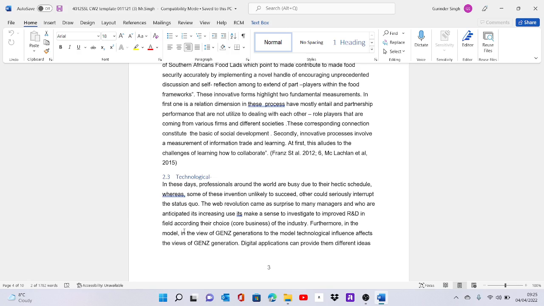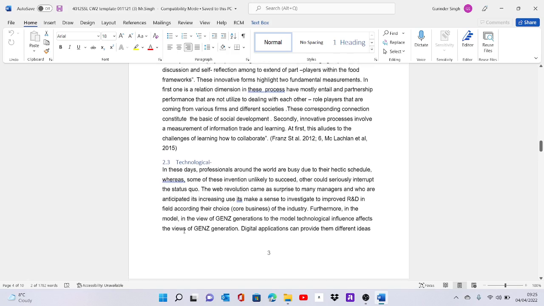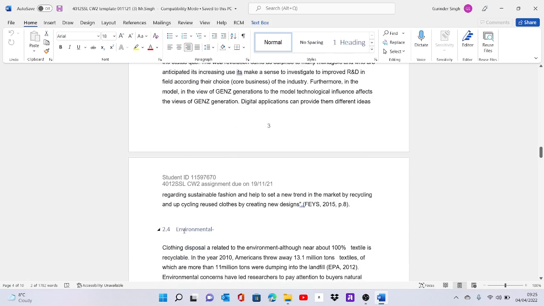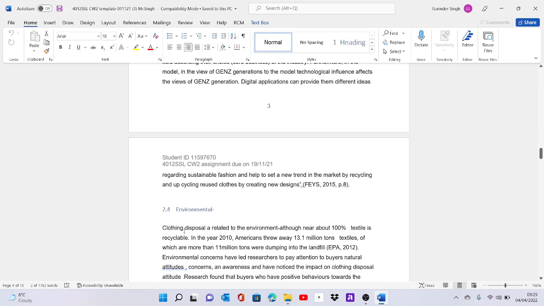Furthermore, in the view of the Gen Z generation, technological influence affects their view. Digital applications can provide them different ideas regarding sustainable clothing fashion and help set a new trend in the market by recycling and upcycling reused clothes by creating new designs.